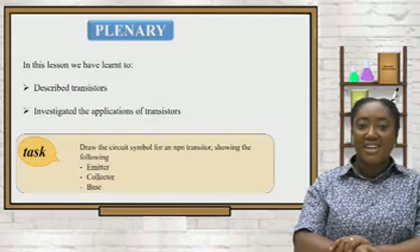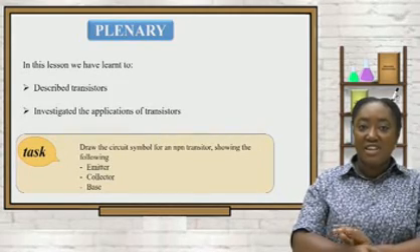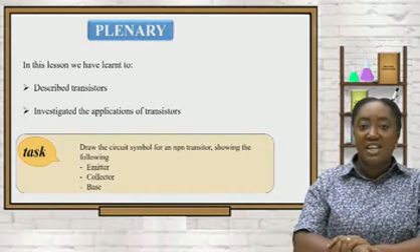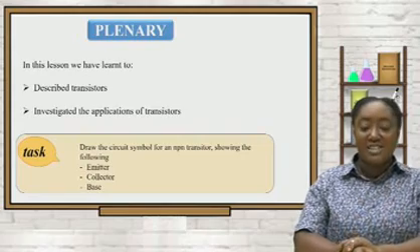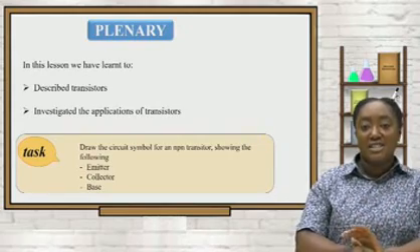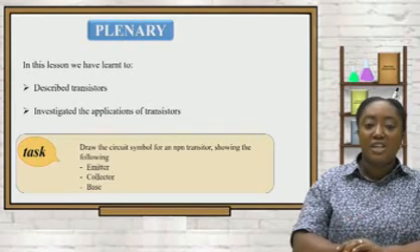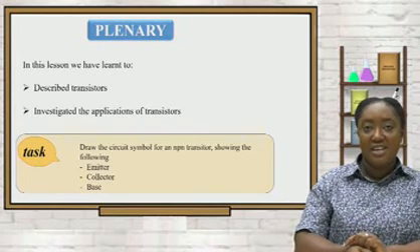Welcome back. It's been an interesting lesson. In this lesson, we have learned to describe transistors. We have investigated the application of transistors. For our task, draw the circuit symbol for an NPN transistor showing the following: the emitter, collector, and the base.